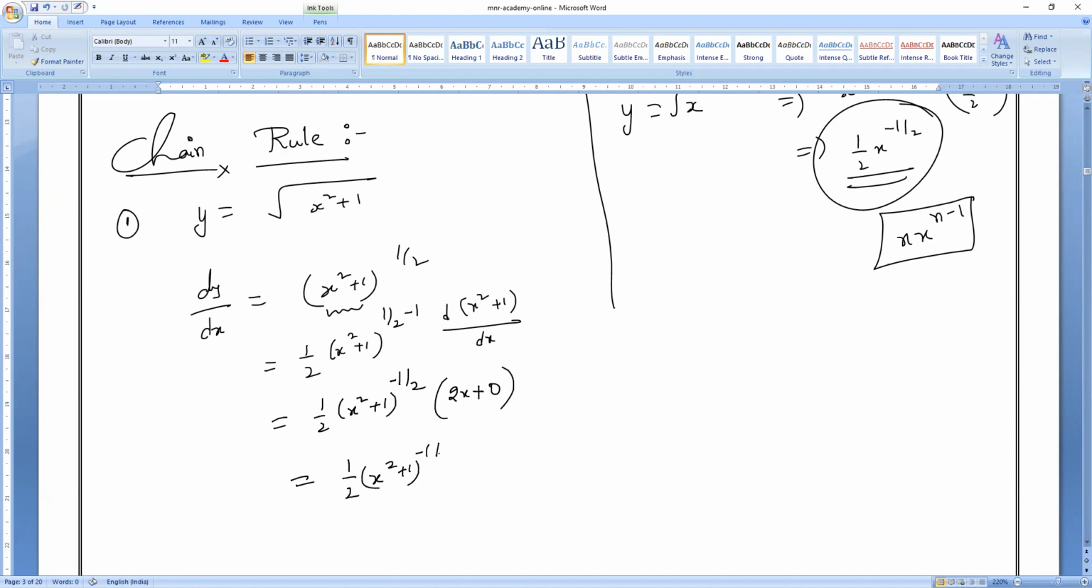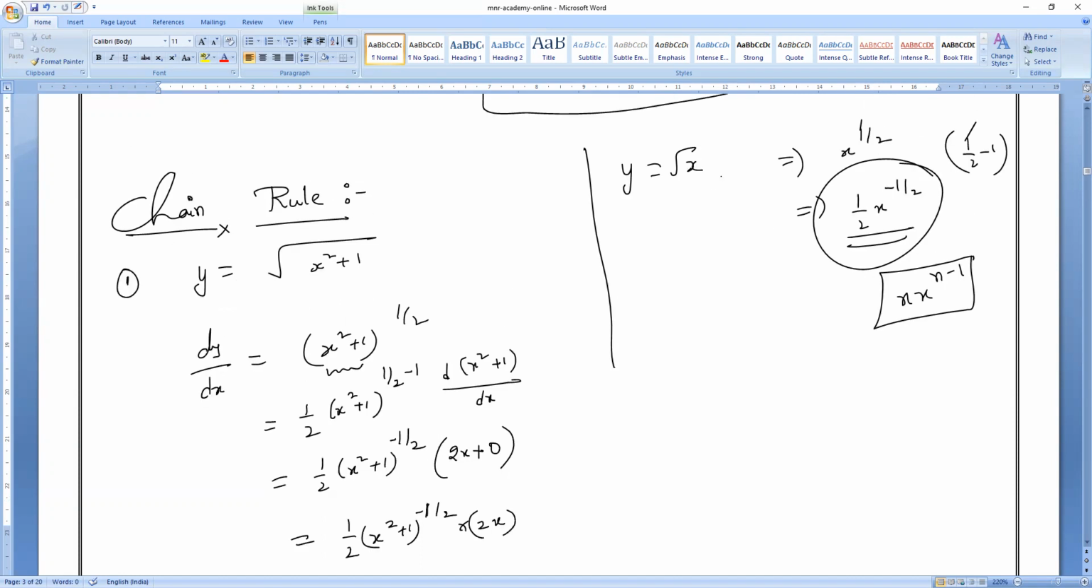Laksha, are you really understanding? 1 by 2 into 2x. That's all, Laksha. Chain rule means by the time you might understand. Which one? Sir, from the second step, 1 by 2 x square plus 1. I'll assume root means 1 by 2, correct? Then yes, the whole term I will consider as x like this. So root of x means what? x power 1 by 2.